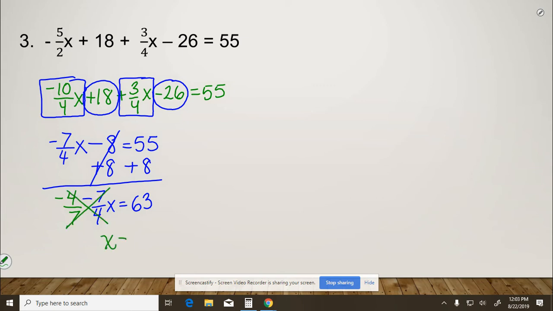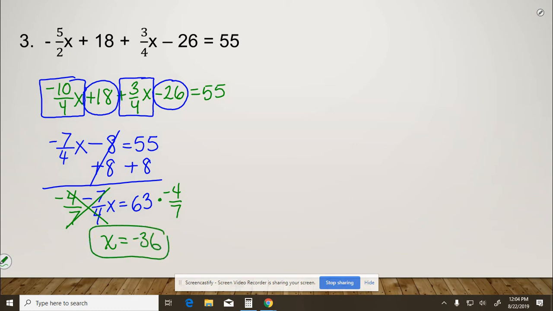So we get x equals, and then we can multiply the opposite side also by negative 4/7. 63, remember we divide by the denominator, multiply by the numerator. So 63 divided by 7 results in 9, and 9 times -4 is -36.